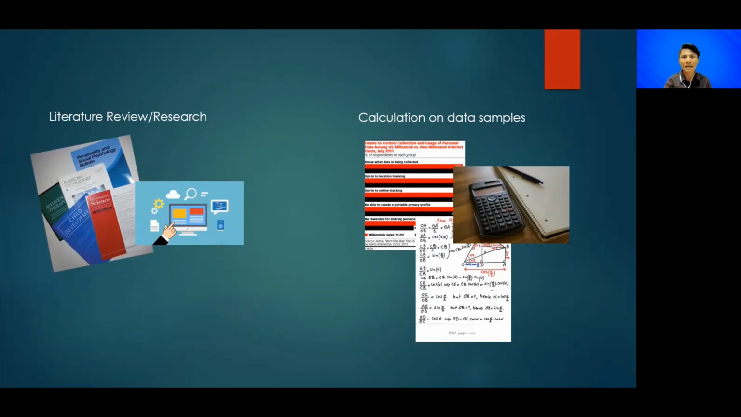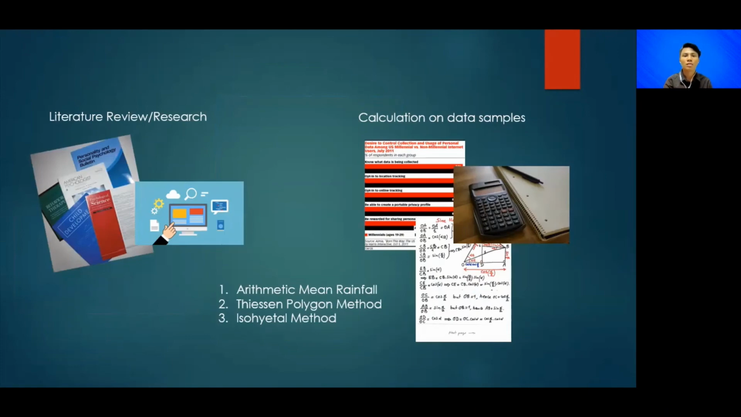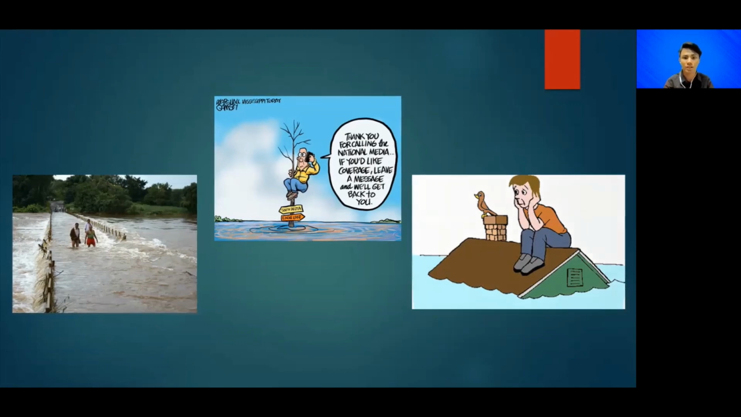This data sample was calculated by 3 methods. First is the arithmetic mean rainfall method, second is the Thiessen polygon method, and the third is the Isohyetal method, which have been successfully done, calculated, and analyzed. According to past research papers and the analyzed data, flood is a natural disaster related to rainfall and water catchment area. Therefore, to reduce the risk of flood, there are a few suggestions.